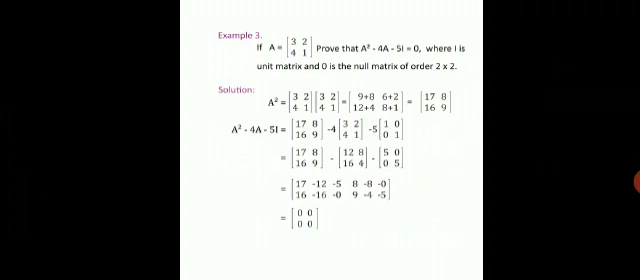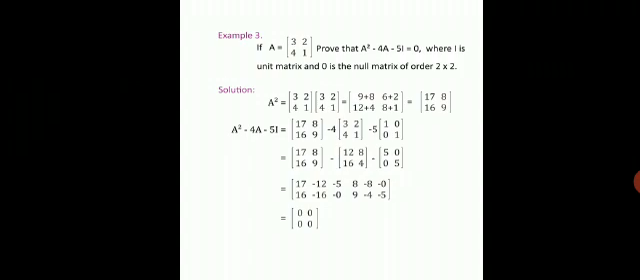Now the last example of this lecture 2. Example number 3. If A is equal to 3 2 4 1, of order 2 rows and 2 columns, prove that A square minus 4A minus 5I is equal to 0, where I is unit matrix and 0 is the null matrix of order 2 rows and 2 columns. Solution. First, students, find A square. Multiply A 2 times. Write them. A into A, matrix A into matrix A.